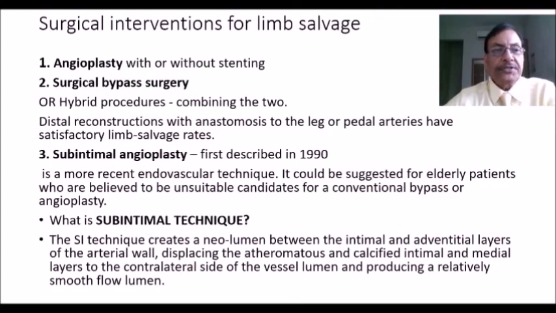What are the surgeries that can be done? Surgery is done for limb salvage and sometimes for amputations. So limb salvage surgical interventions can be angioplasty or surgical bypass surgery, where a newer form has come that is called subintimal angioplasty.